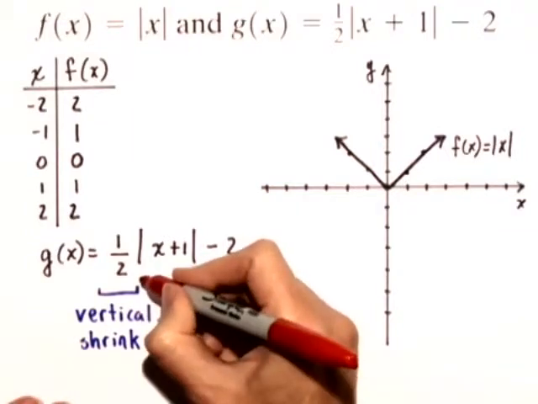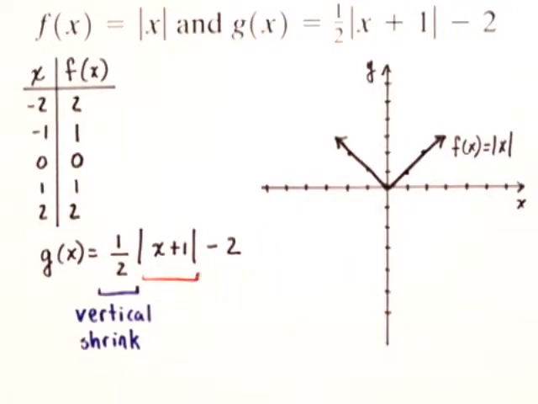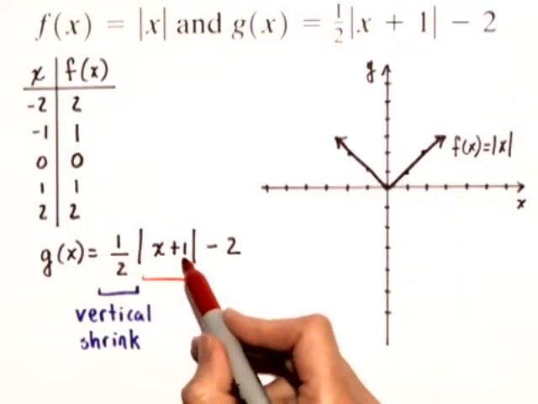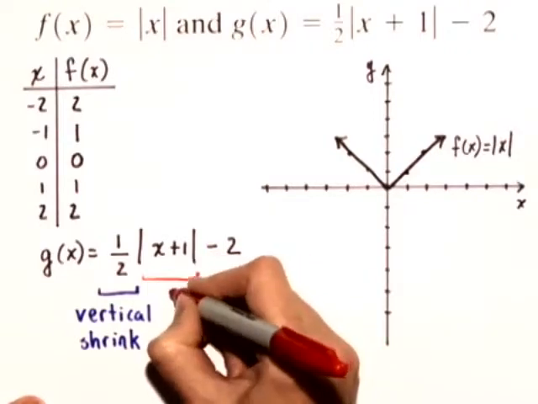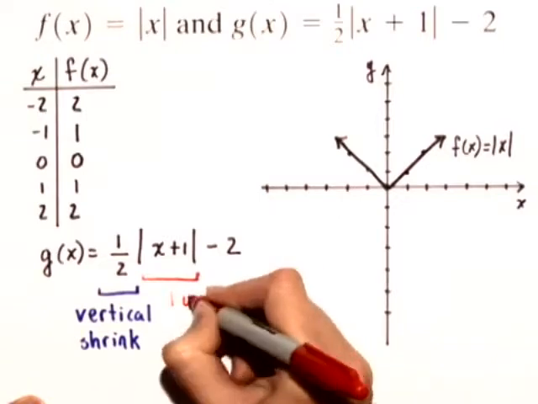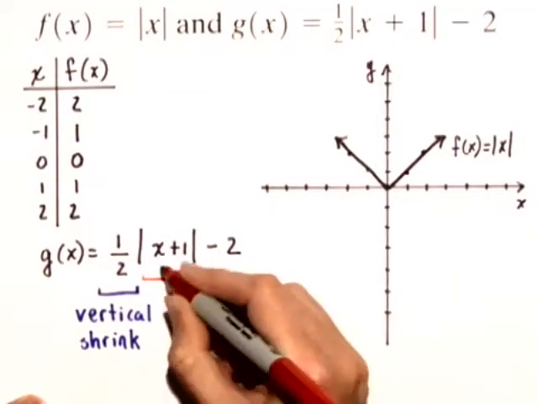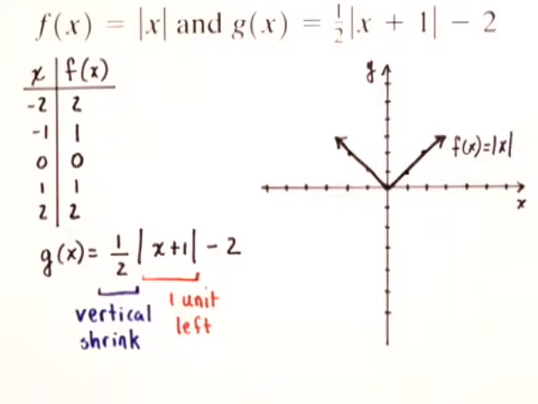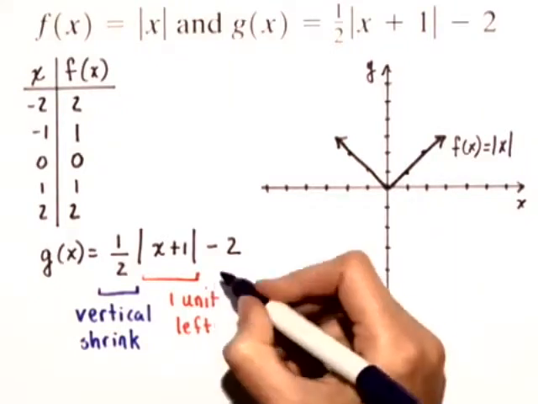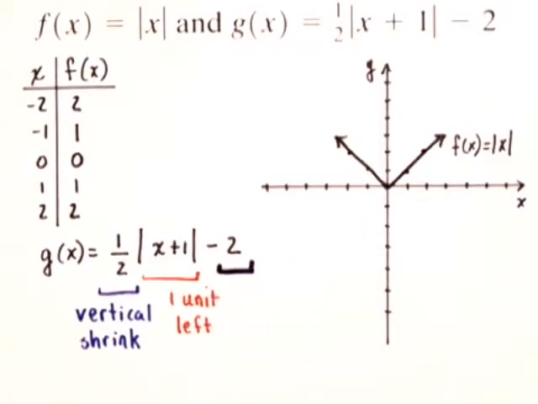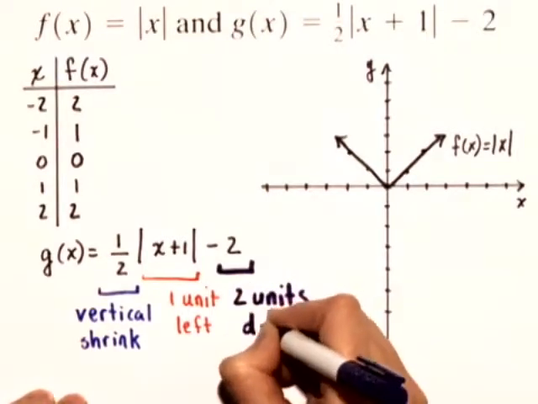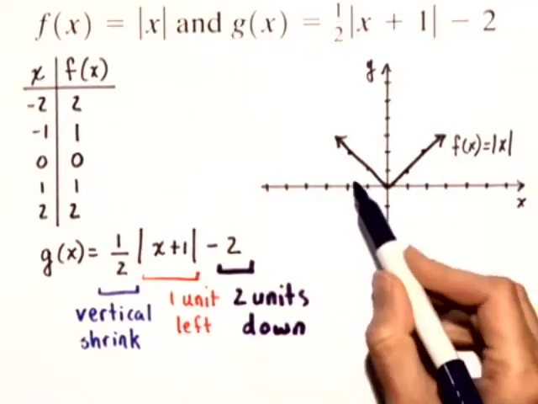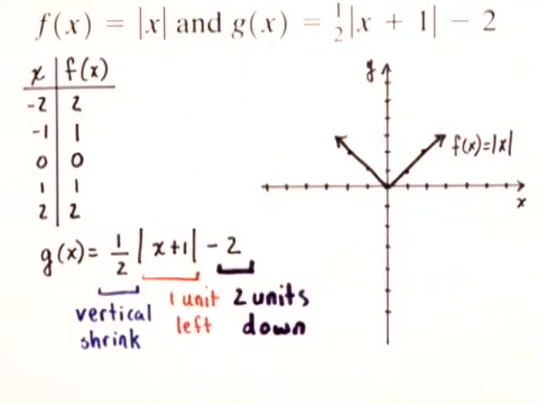Next, in red, I'm going to talk about this horizontal shift. This absolute value of x plus 1 is really a horizontal shift, and it's going to be 1 unit to the left, because x plus 1 indicates 1 unit to the left. And finally, we have the -2 on the end. I'll indicate that in purple. That is a vertical shift of 2 units down.